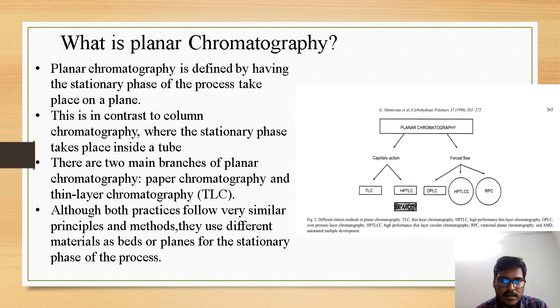There are two main branches of planar chromatography: paper chromatography and thin layer chromatography. Although both practices follow very similar principles and methods, they use different materials as beds or planes for the stationary phase of the process. Planar chromatography is divided by two various components as actions, capillary action and forced flow. In capillary action, thin layer chromatography and high performance thin layer chromatography. In forced flow, overpressure layer chromatography and high performance thin layer chromatography, and RPC, rotational planar chromatography.